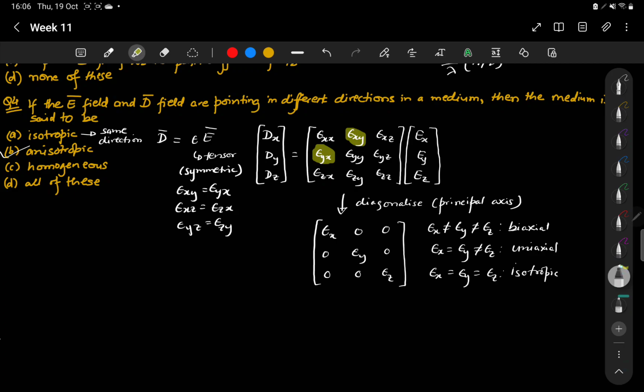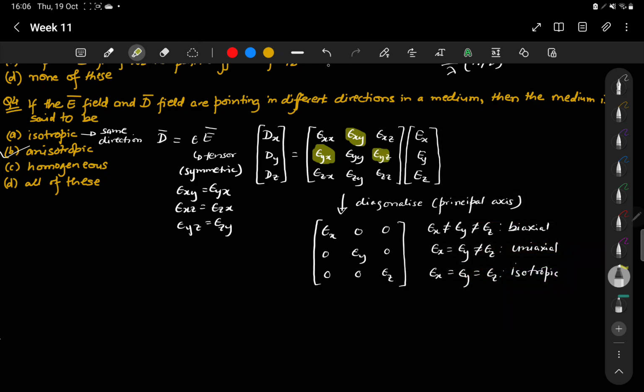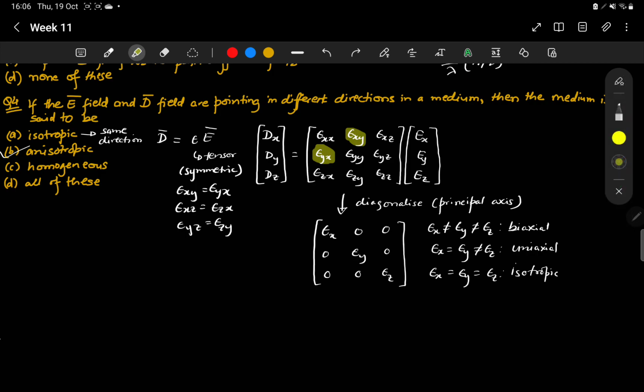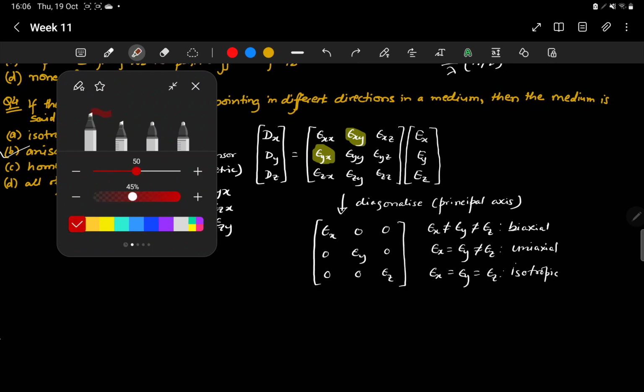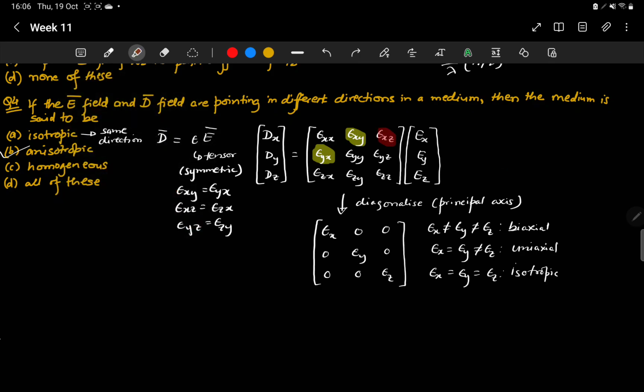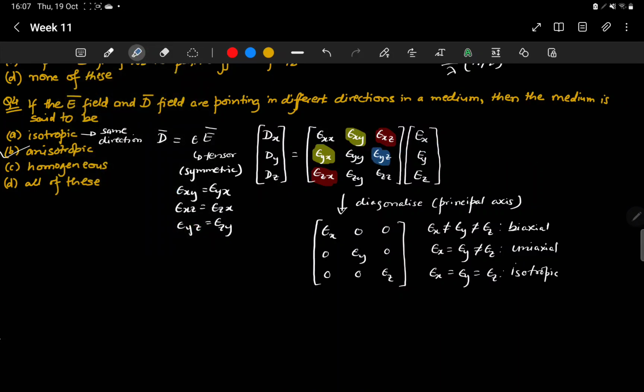Let me change the color. How do I change it? Oh, it did not get changed or what? Yeah. These elements are equal, and another color, let's say maybe this blue, these elements are also equal.